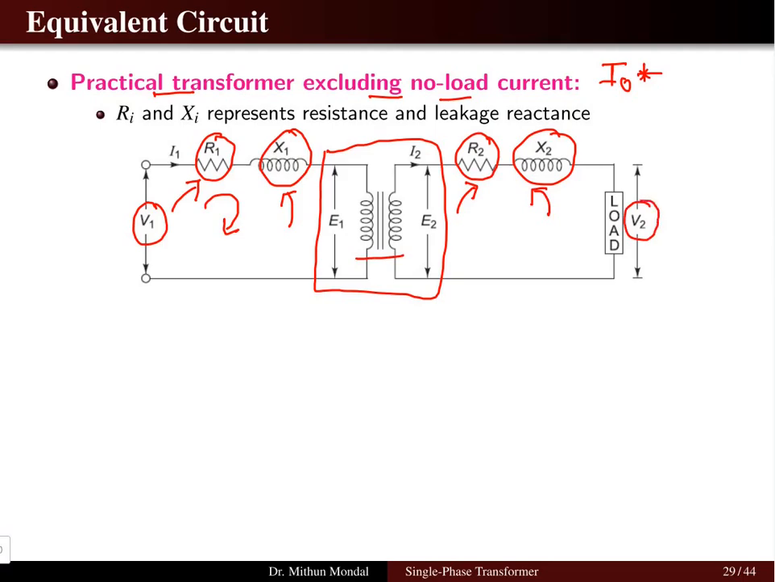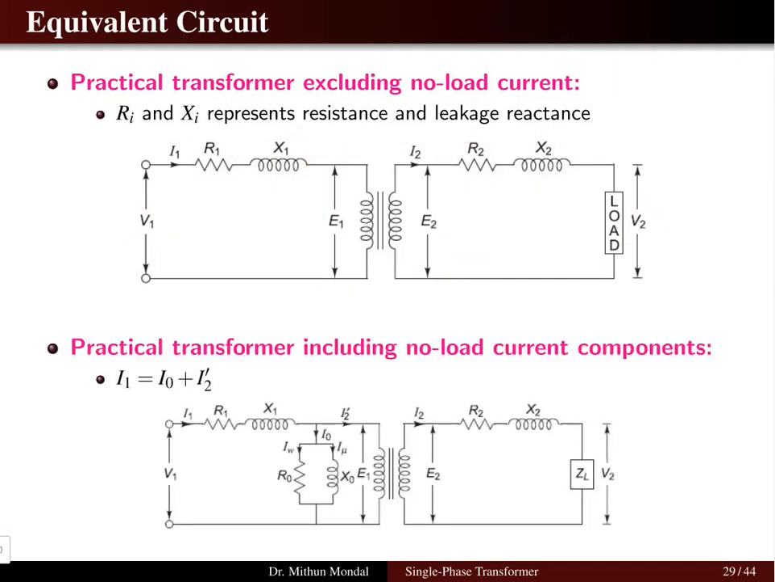We do not have the shunt parameters here, which will represent the no load current and the power loss due to the core. However, when we include the no load current, we have one shunt parameter branch included in the equivalent circuit of the transformer, and hence the primary current I1 is the summation of the no load current I0 plus the load component of the current I2 dash, which we have seen in the previous lecture. So the shunt parameters include R0 and X0, representing the core losses given by R0 and the flux which is produced in the core by X0.